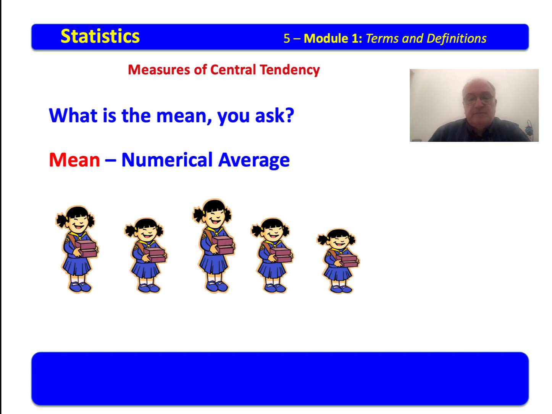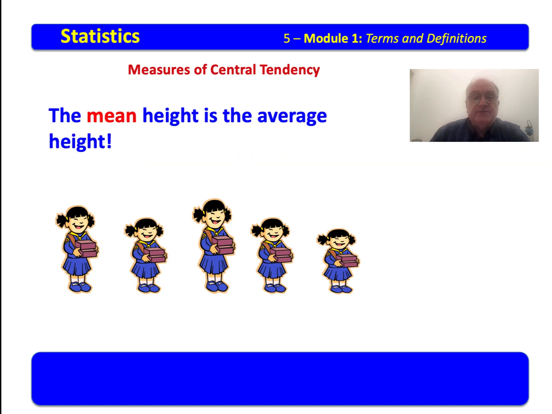Consider these five little brownies here, little Girl Scouts selling cookies. Each of them has a specific height. The height constitutes a quantitative value because it can be measured and counted as a number. What is the average height of these Girl Scouts? What is the mean height of these Girl Scouts? The average and the mean are the same thing. The mean height is the average height.